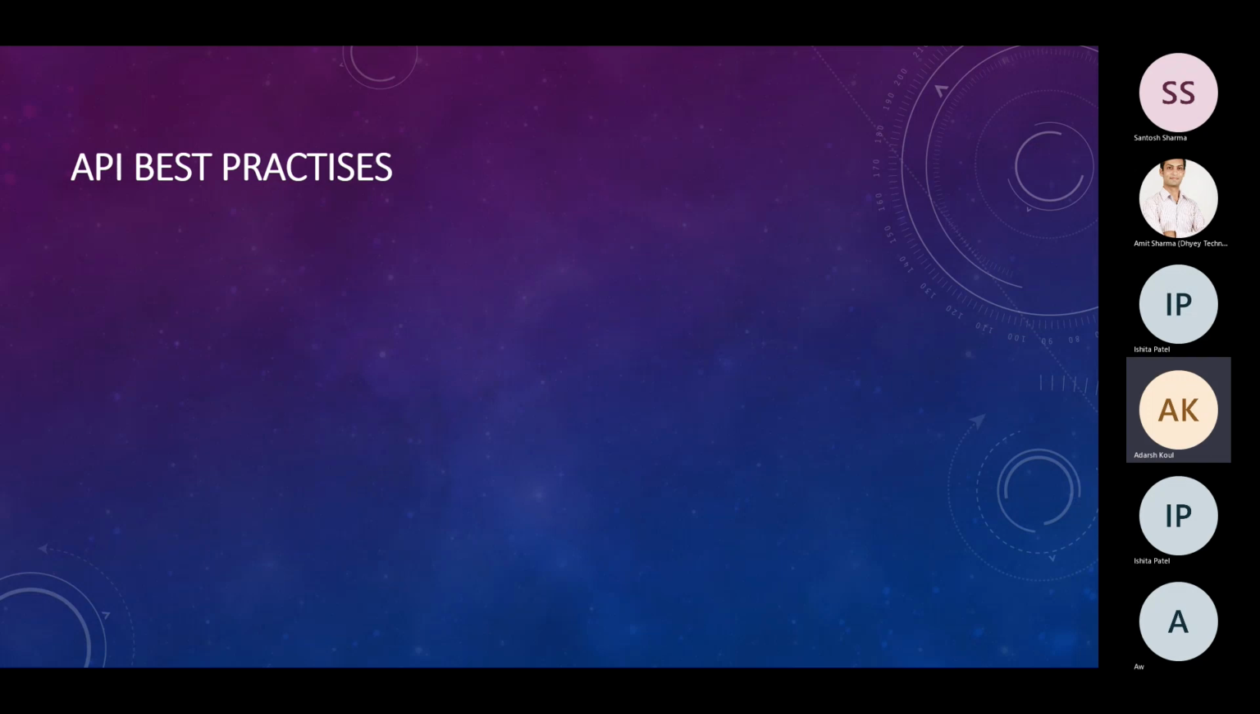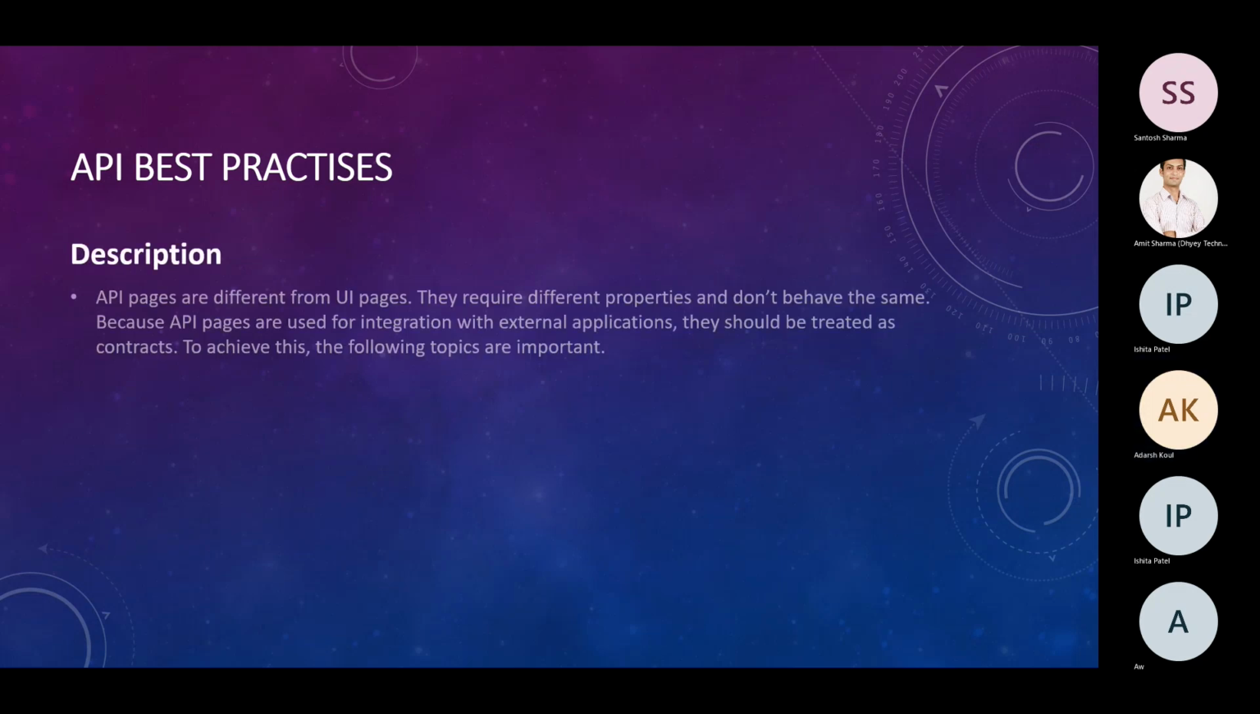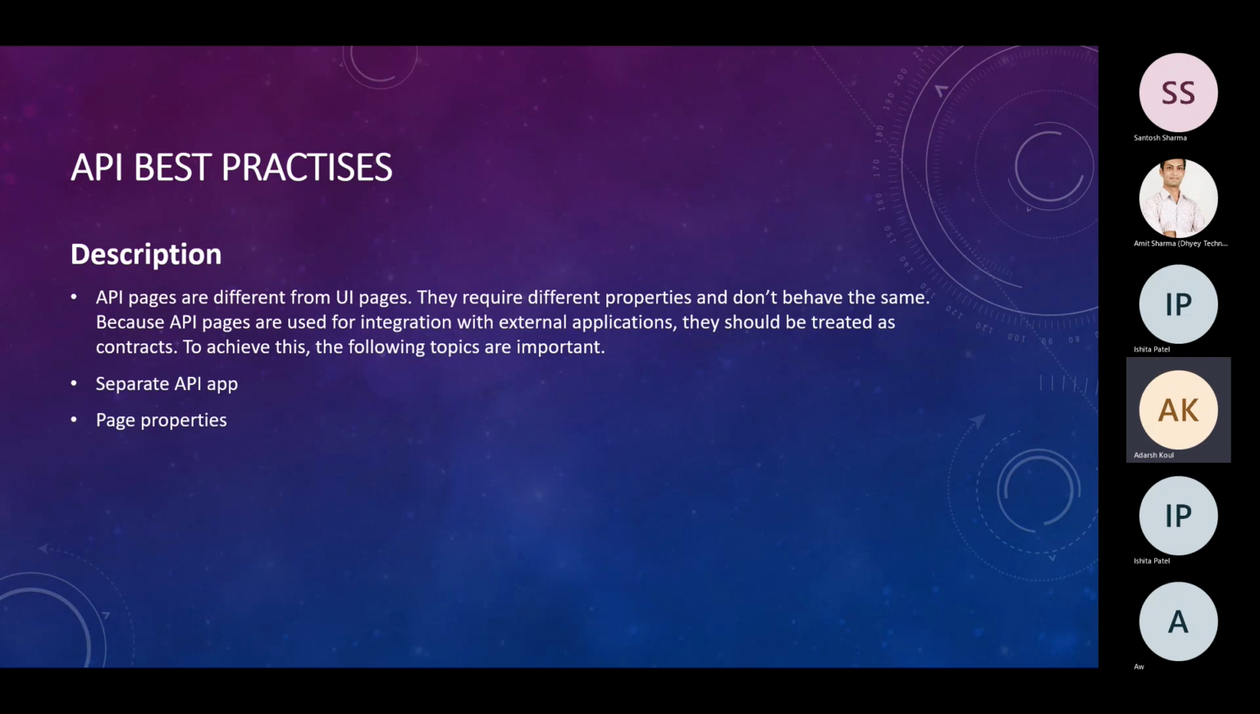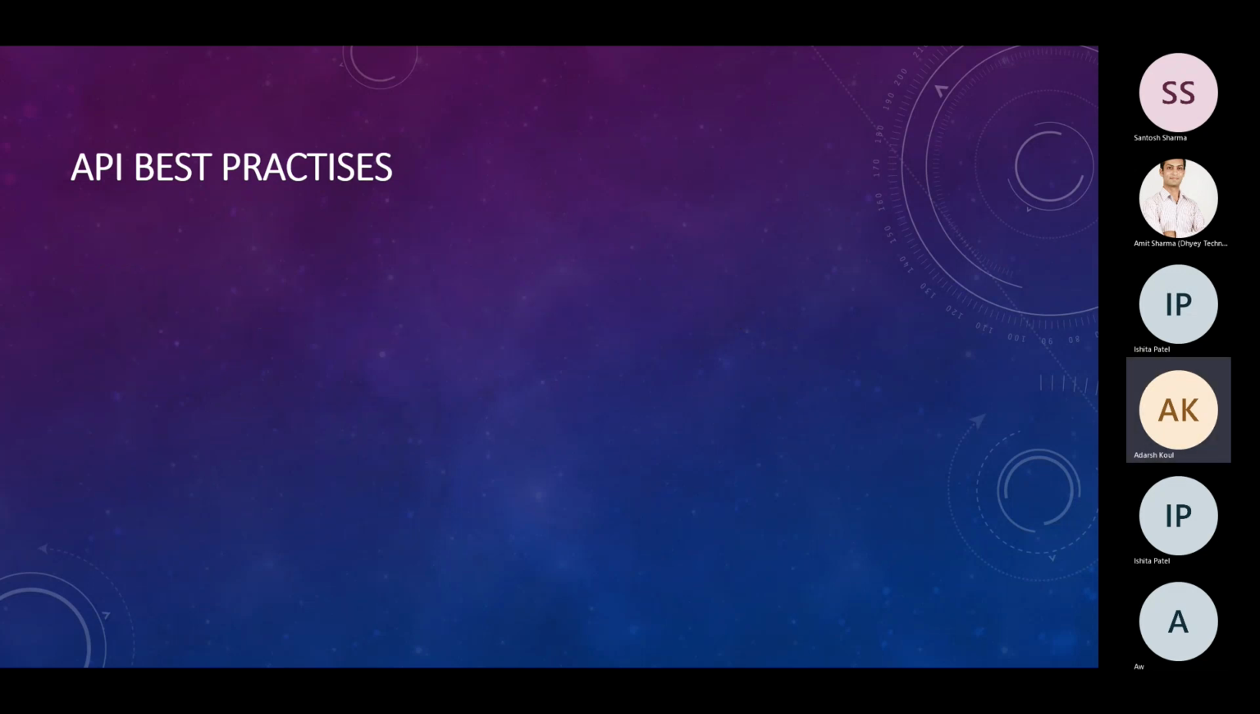Now coming to the API best practices part. API pages are different from UI pages. They require different properties and don't behave the same. Because API pages are used for integration with external applications, they should be treated as contracts. To achieve this, the following topics are important: separate API app, page properties, versioning, field properties, default fields. So let's discuss it one by one.